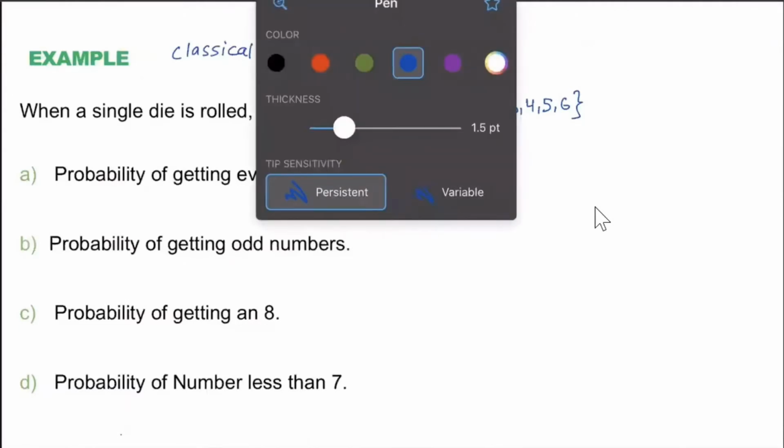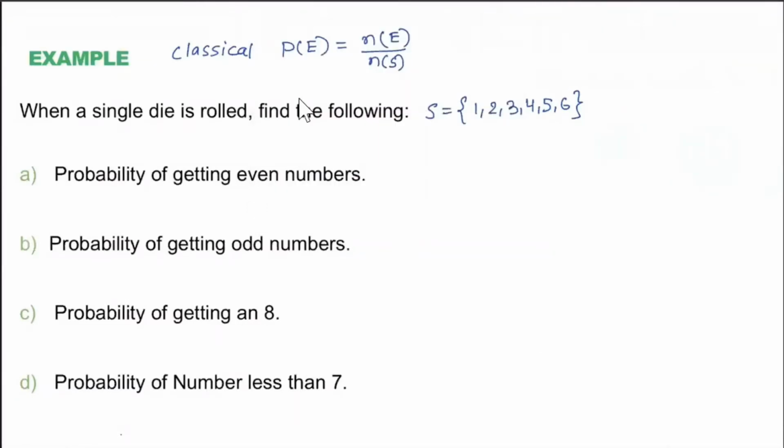So we have to find the probability of getting even numbers. So how many even numbers are there? What are the even numbers when you roll a die? 2, 4, 6, right? That is my event.